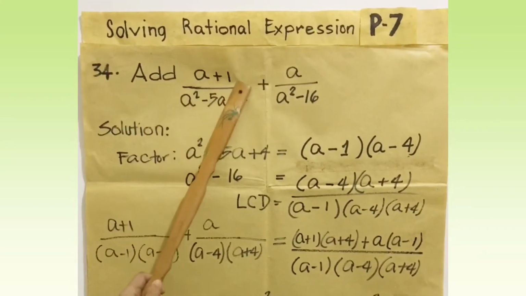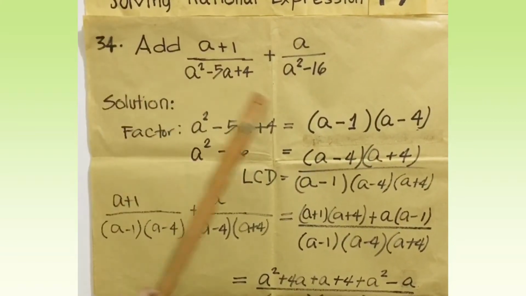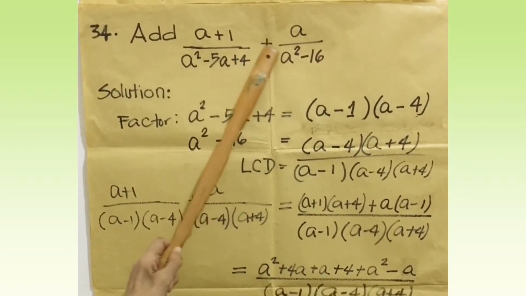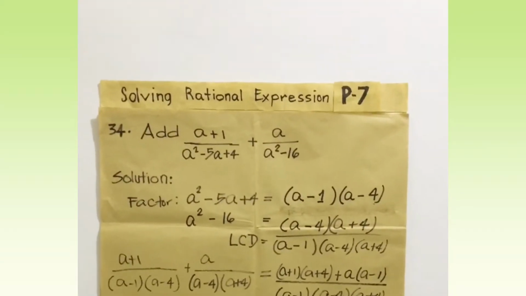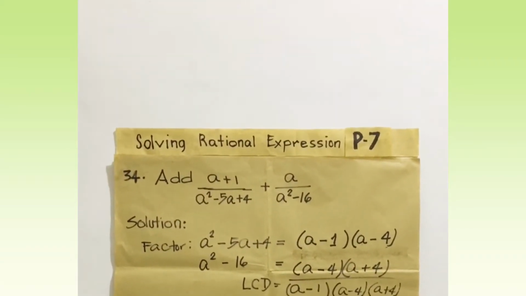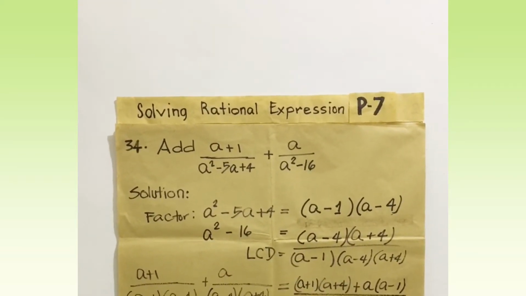Okay, we are now in problem 34. Add (a plus 1) over (a squared minus 5a plus 4), then add a over (a squared minus 16). So in this problem, since it is addition of rational expressions, we're going to find the LCD first.